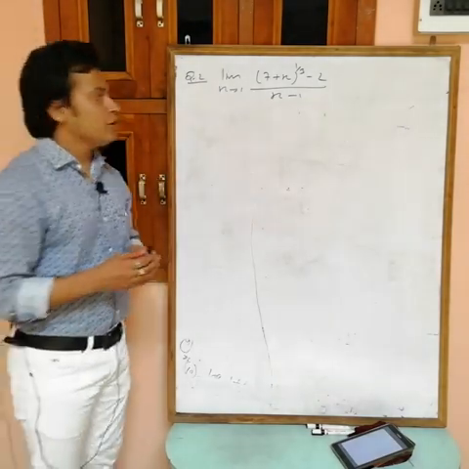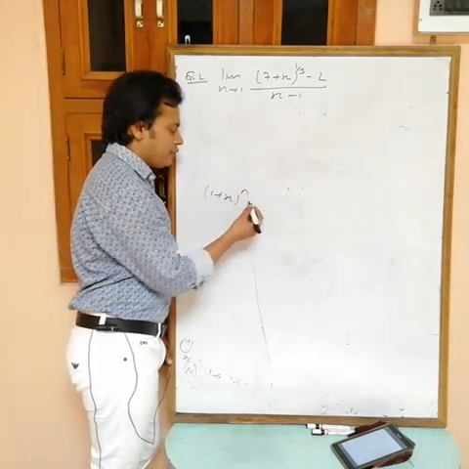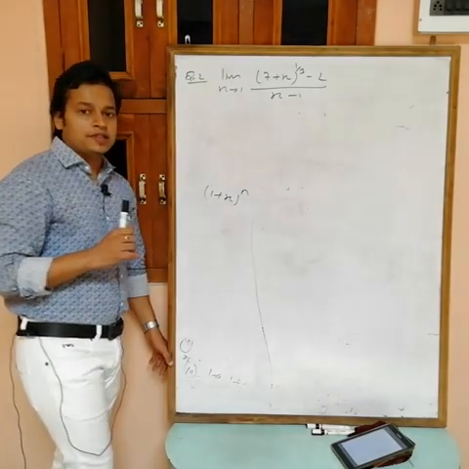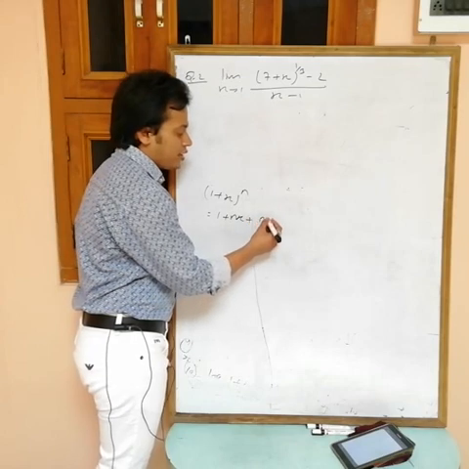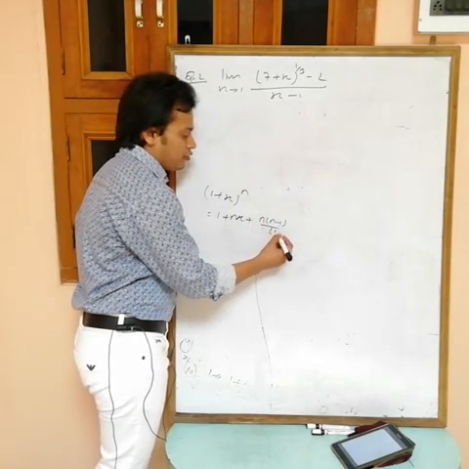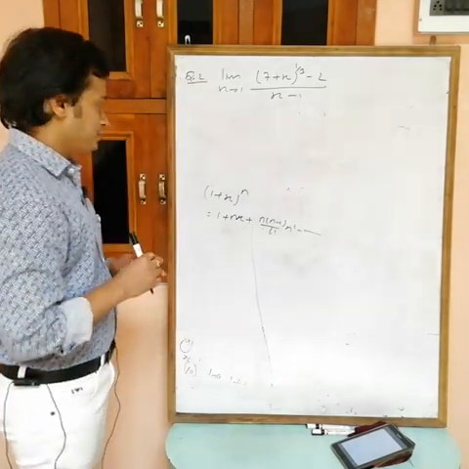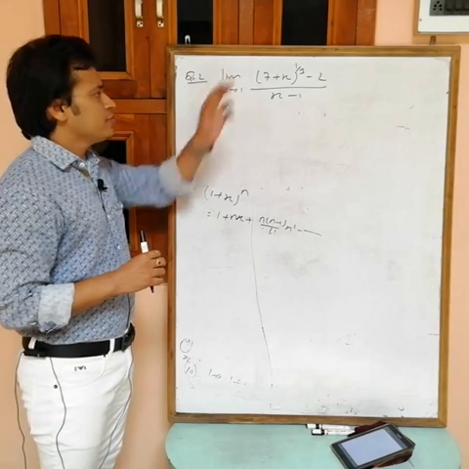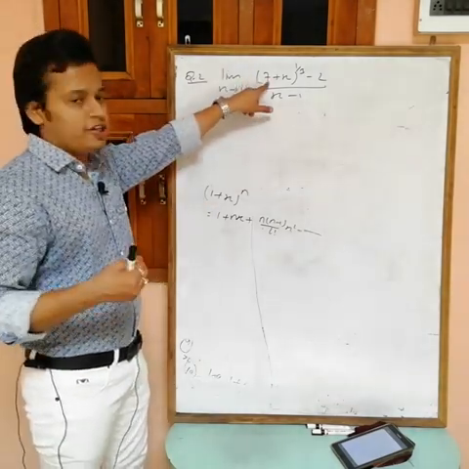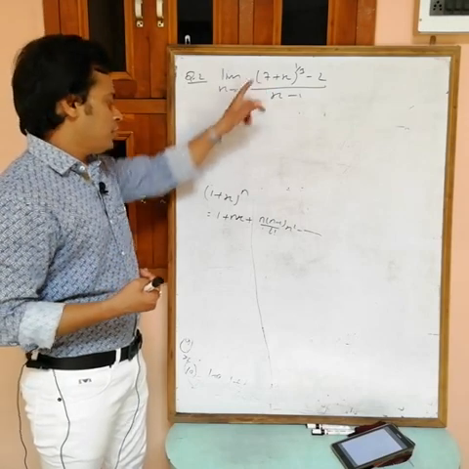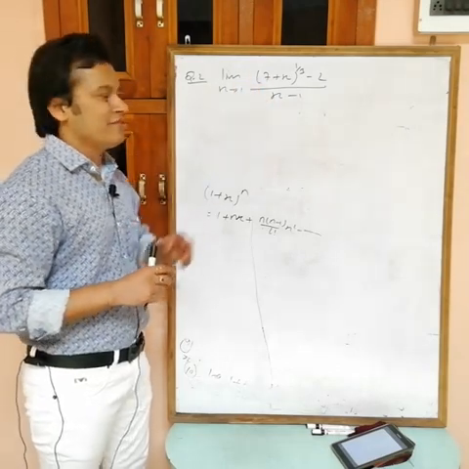Actually we have an expansion, but not for this one. We have the expansion for (1 plus x) power n. (1 plus x) power n is equal to 1 plus n x plus n(n minus 1) by 2 factorial x square, like this. So here the first term is not equal to 1. If it becomes equal to 1, then I can use this expansion, because the first term must be 1. It means I have to take common 7.